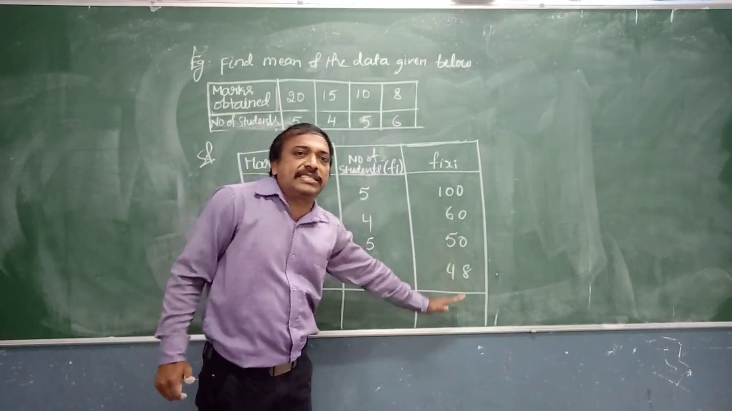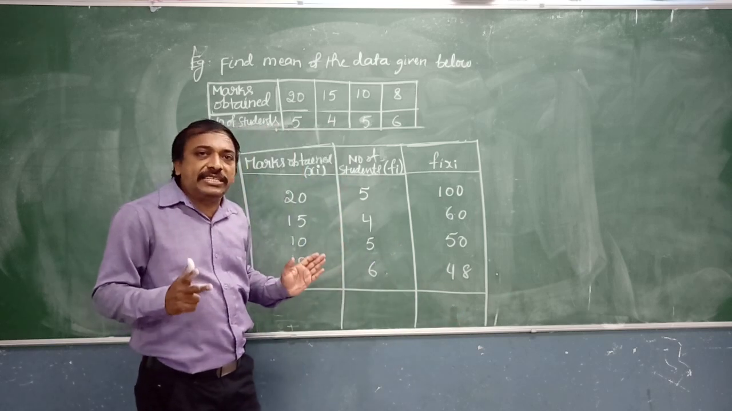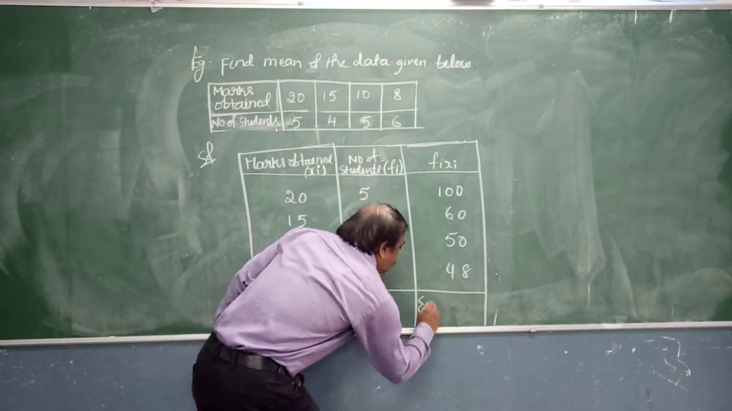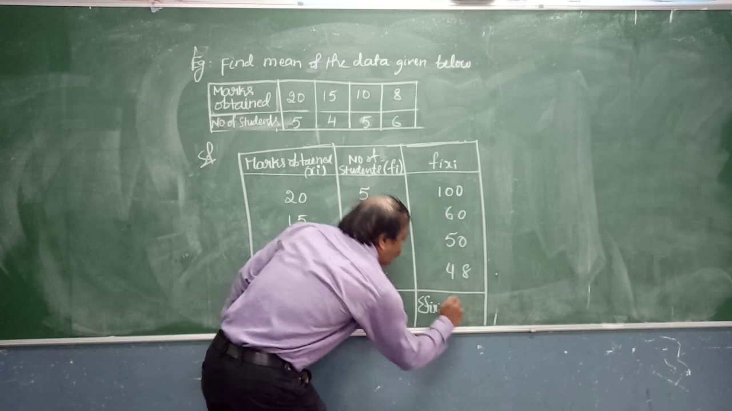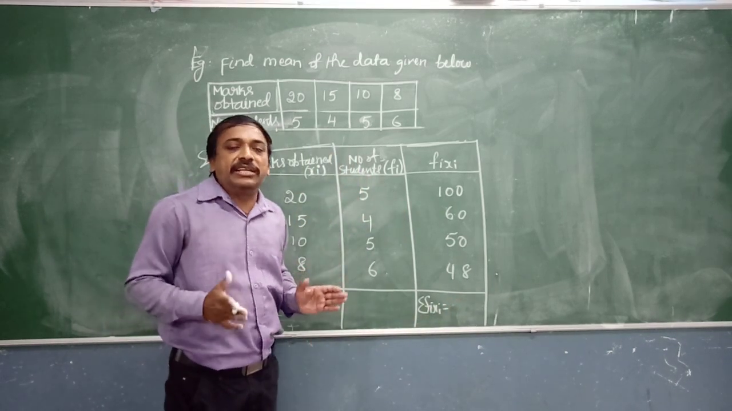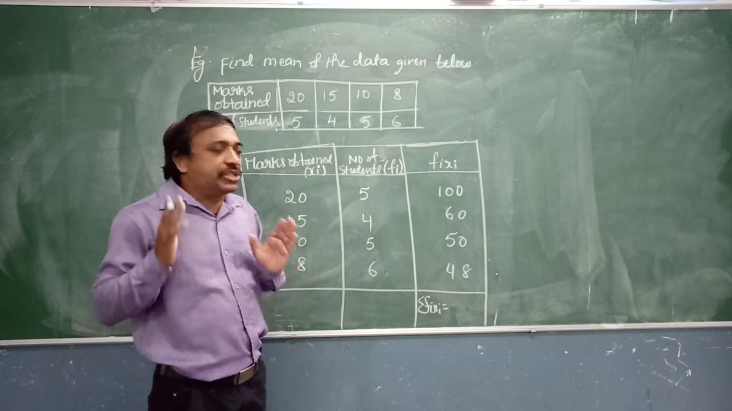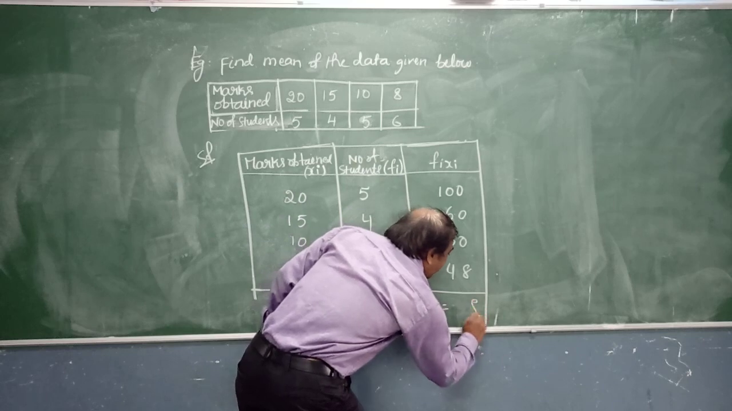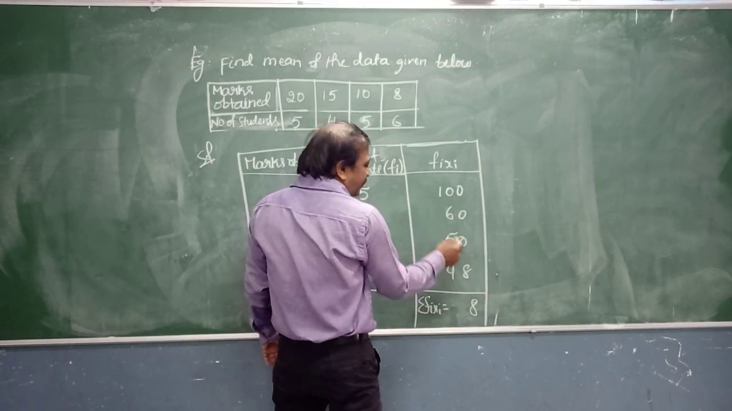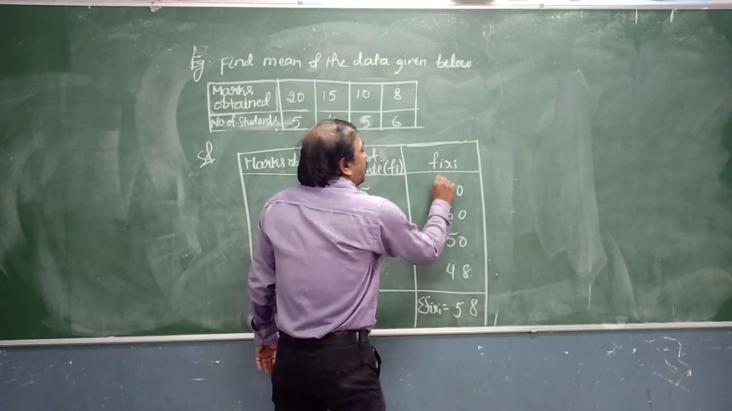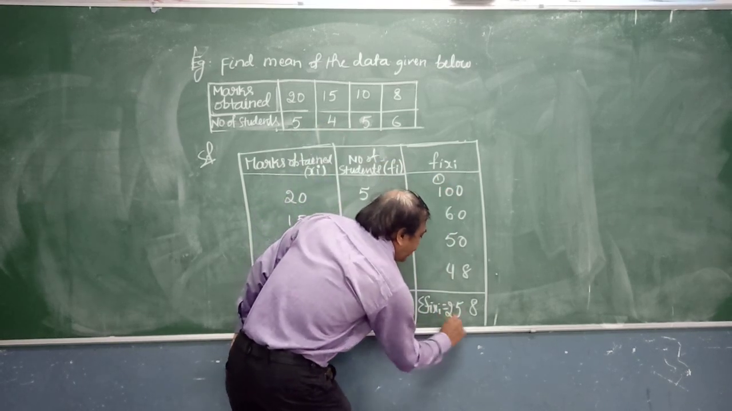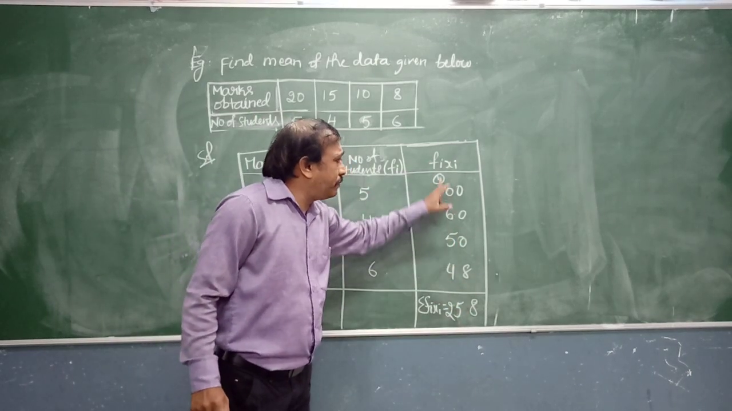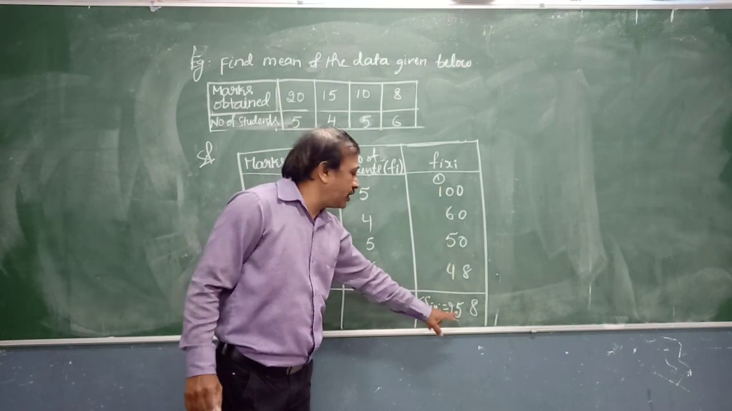If you add all these, that result is called sigma fx. So sigma fi xi equals sigma, which means summation or addition, where we are adding all the fi xi values. So if you add all these values: 8, 6 plus 4 is 10, 5 plus 15, 1 plus 1 is 2, 258.